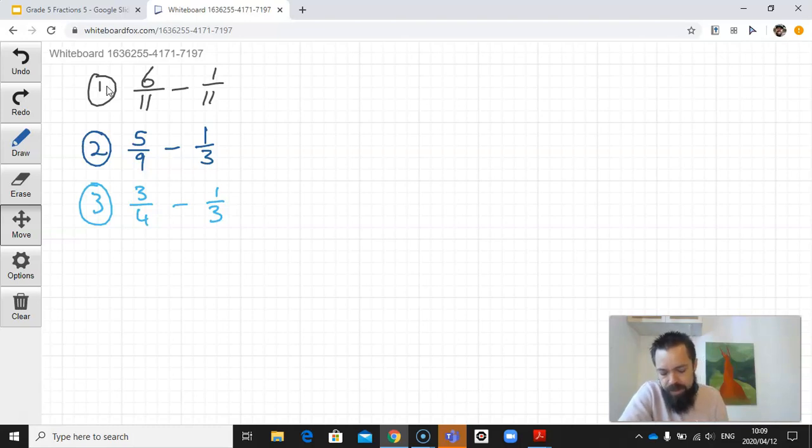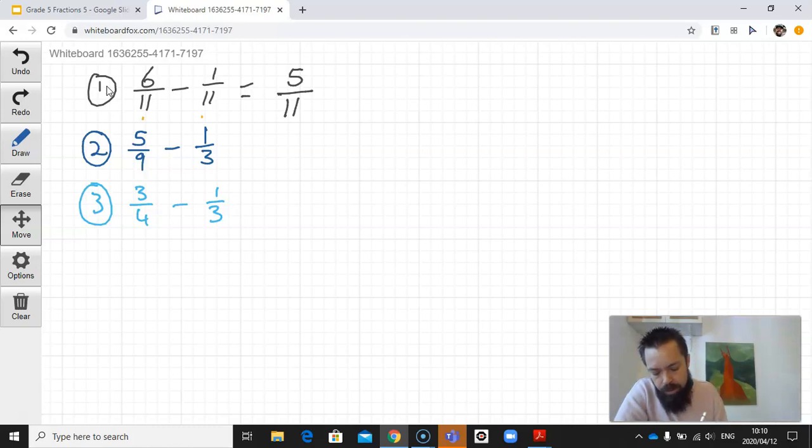Okay, I reckon that's enough time that you've had a chance to look at number 1. So with the first one, we were first of all checking our denominators are the same, which they are, which means we can go straight to the answer. Denominator stays the same, we don't subtract it, and then 6 minus 1 is 5.